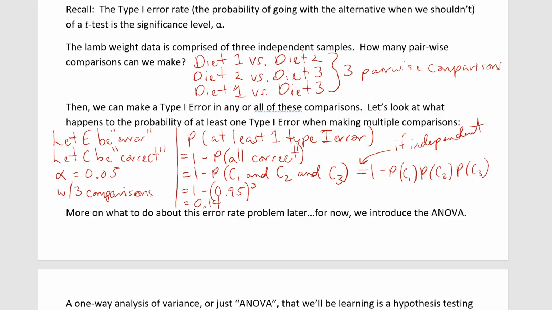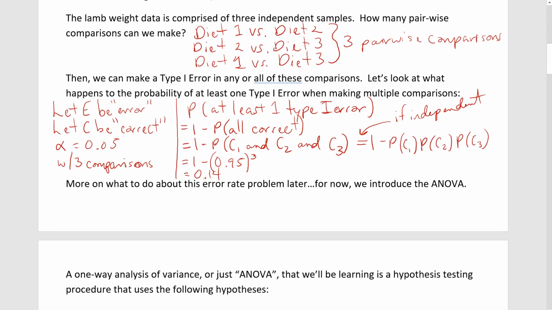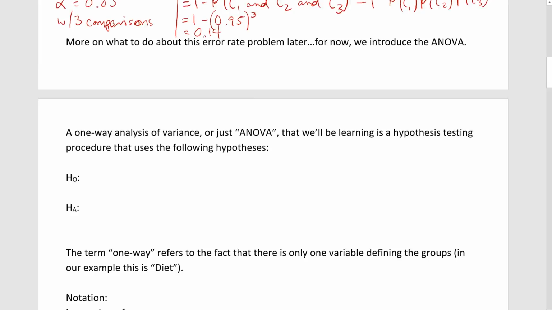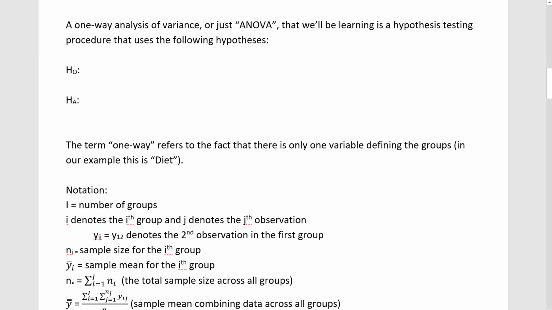We're going to talk a little bit more on what to do about this error rate later, but for now, we're going to introduce what's called the Anova test. So a one-way analysis of variance, or just Anova, which is what everyone calls it, is a hypothesis testing procedure that uses the following hypotheses. It's going to test that the mean for the population from the first group equals the mean for the population for the second group, all the way until you exhaust all of your groups, so that all the means are equal. And the alternative is that at least one is different.